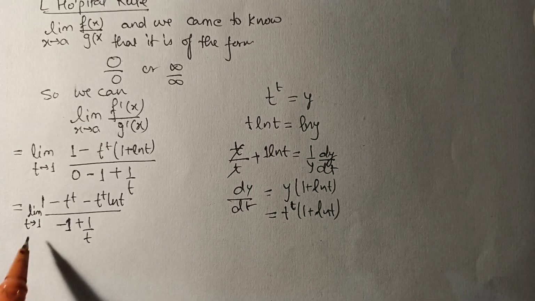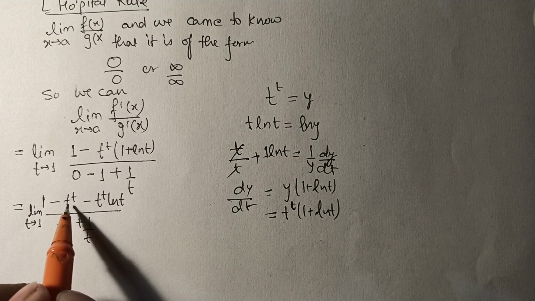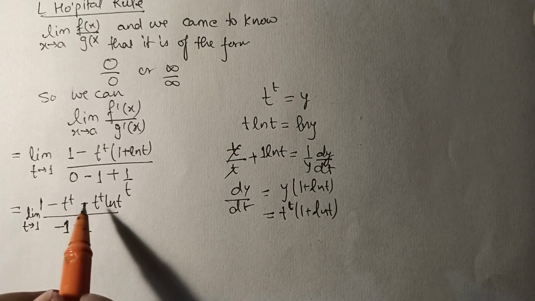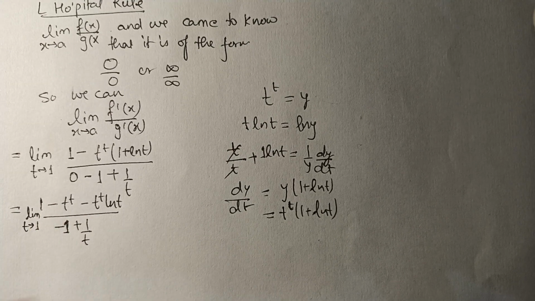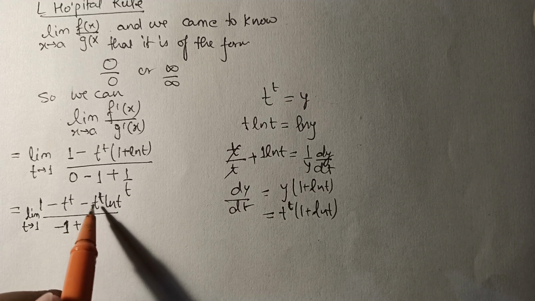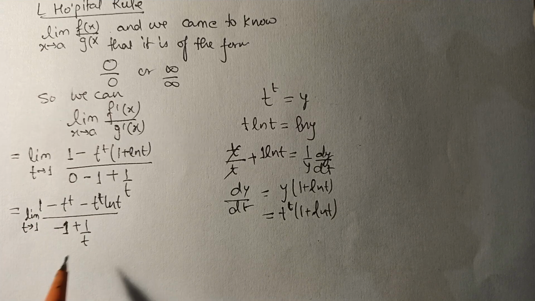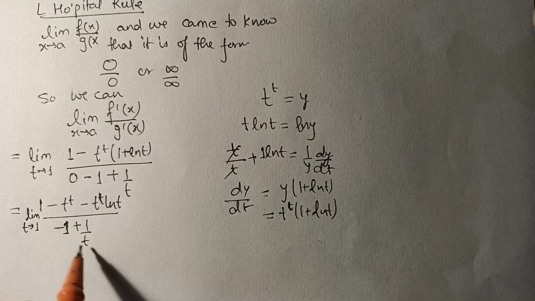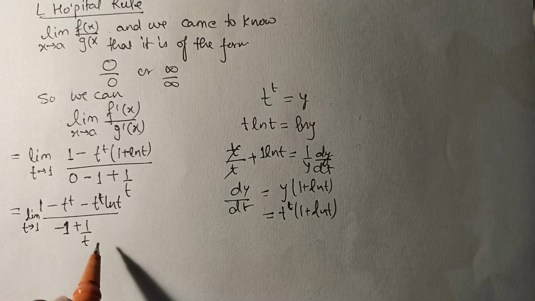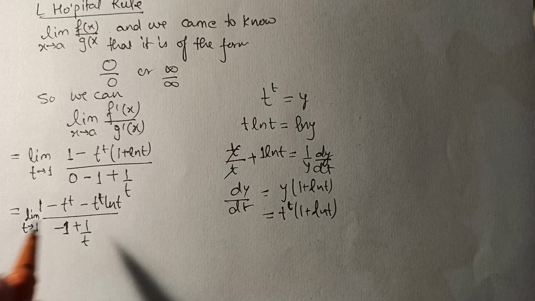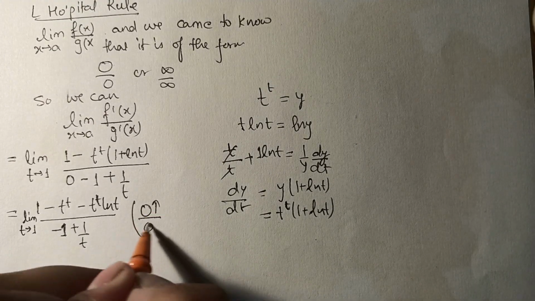We see that when t tends to 1, this tends to 1 because 1 to the power 1 is 1. So 1 minus 1, 0. Then t raised to power t tends to 1, but ln t tends to 0. So the whole numerator tends to 0. And here, when t tends to 1, this whole part tends to 1, and 1 minus 1 tends to 0. So it's again a 0 by 0 form.